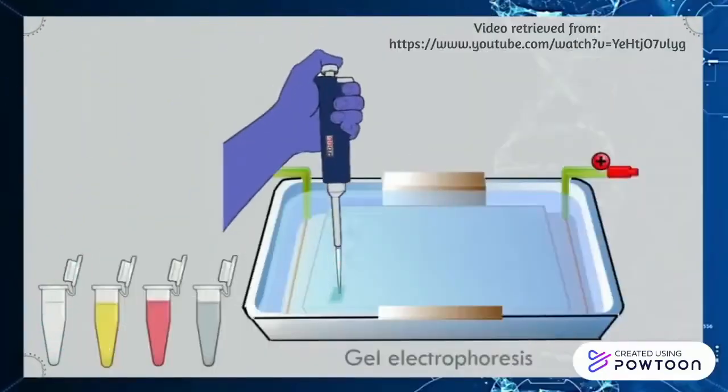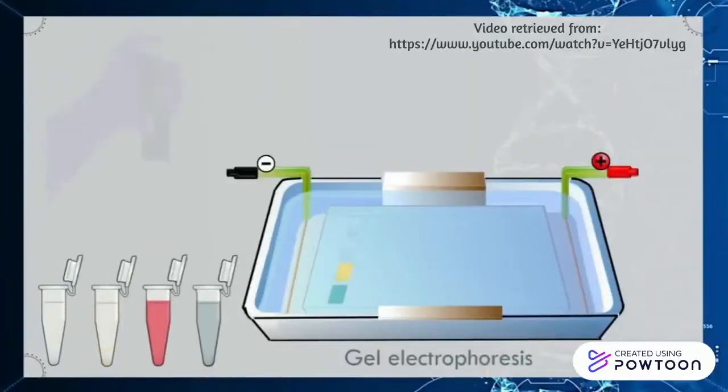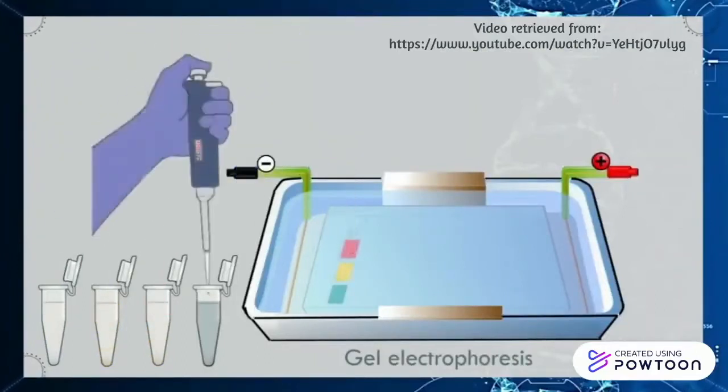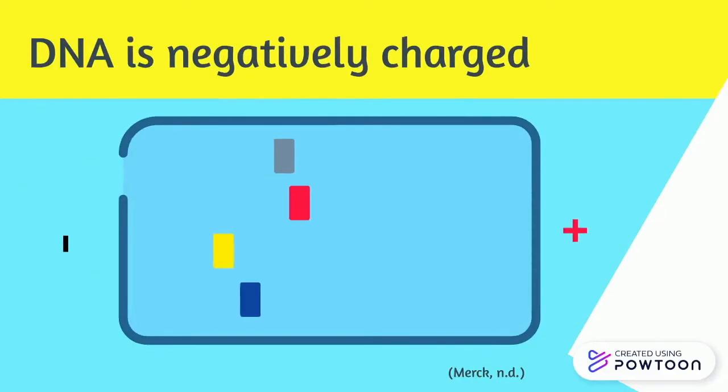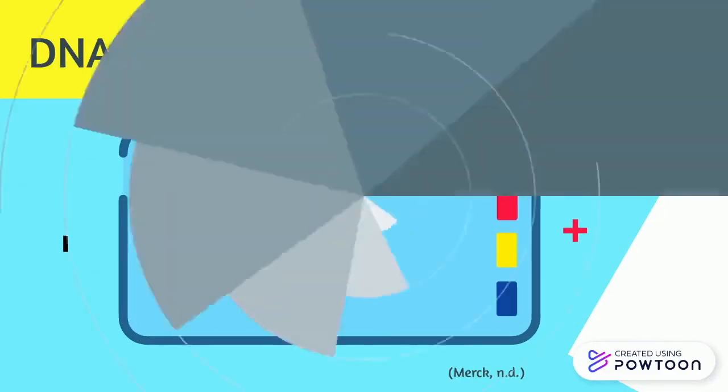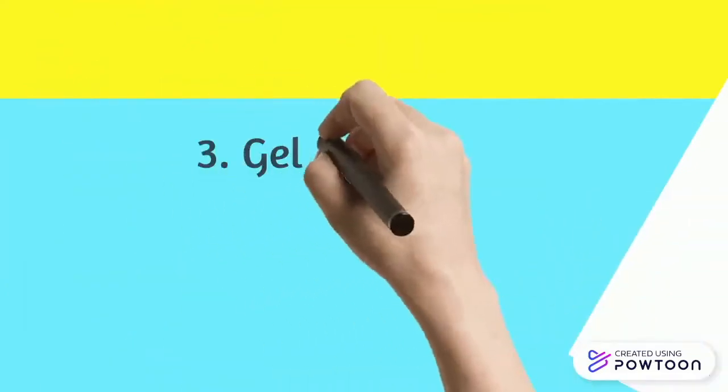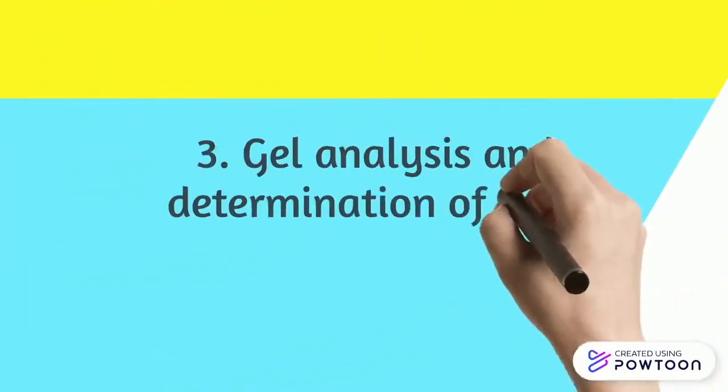On the next step, gel electrophoresis is performed, putting each sample containing different ddNTPs in separate lanes. Because DNA is negatively charged, the molecules will travel to the positively charged region, and the heavier DNA fragments will take longer to travel along the gel. Third step, gel analysis and determination of DNA sequence.